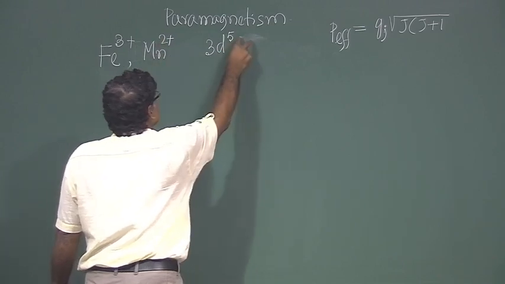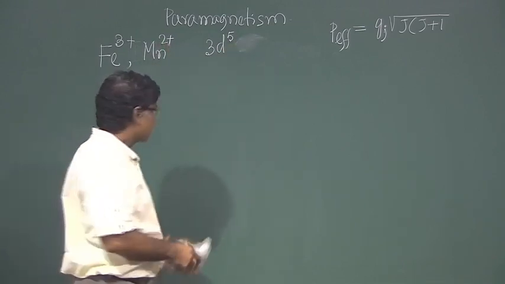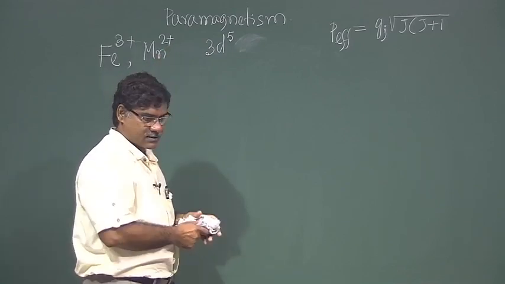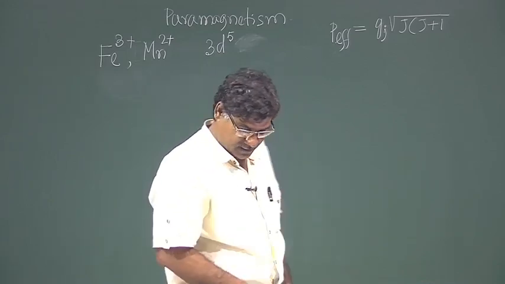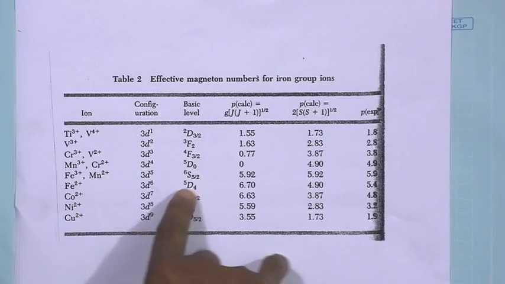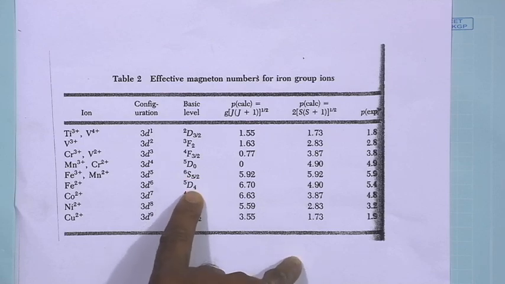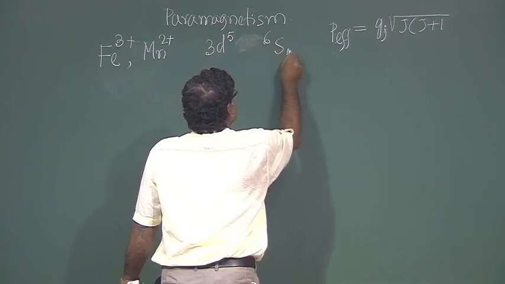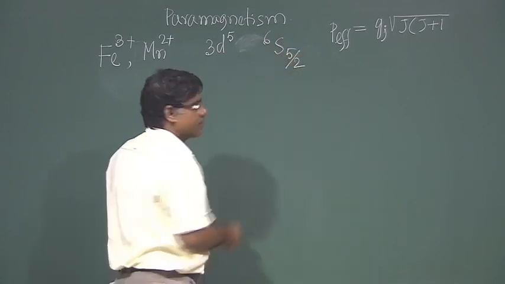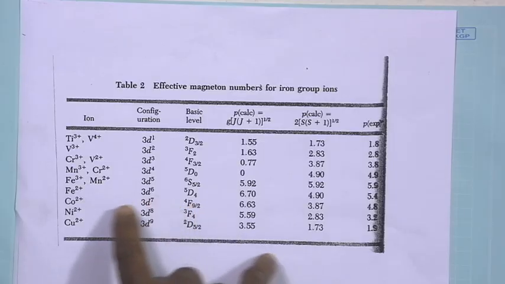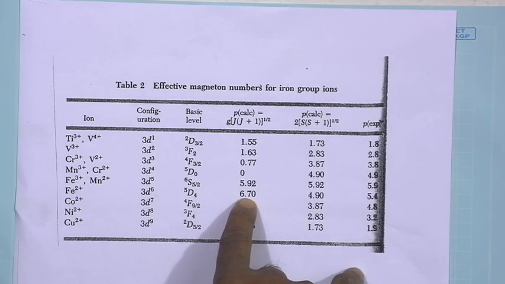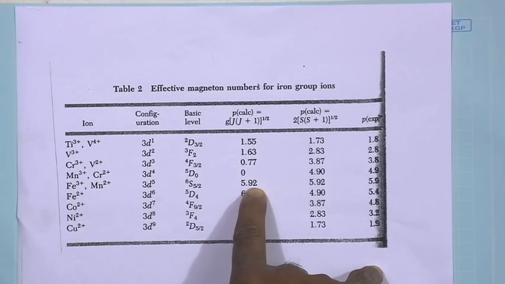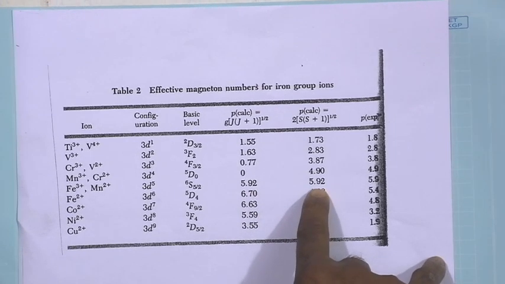So, these S2 electrons are ionized. In this case, what is the basic spectroscopic term? It is 6S5/2. I will explain the meaning later. The P calculated value is 5.92, and in this case also it is 5.92.